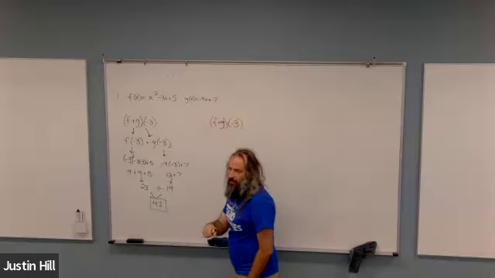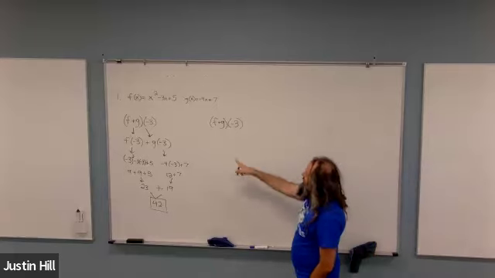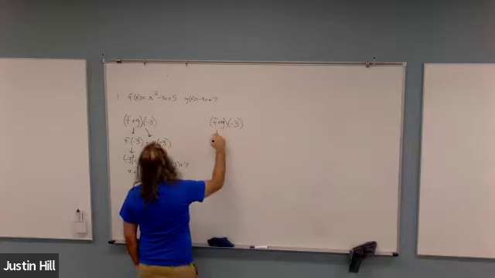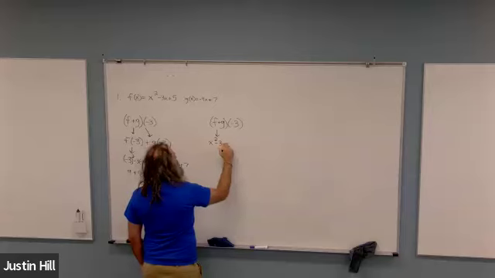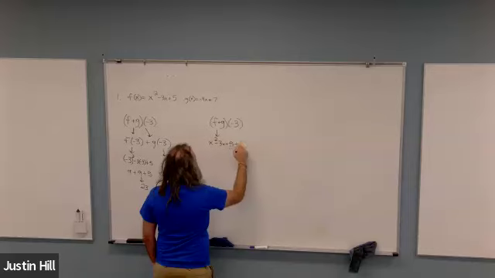Really quick to kind of go there, I like the second way to do this. So the second way to do this is to add the functions first and then plug in -3. So if we did that, we're doing x squared minus 3x plus 5, plus -4x plus 7.